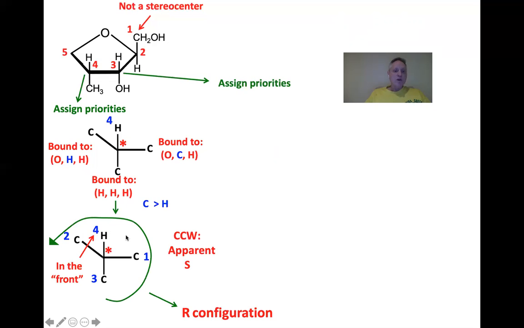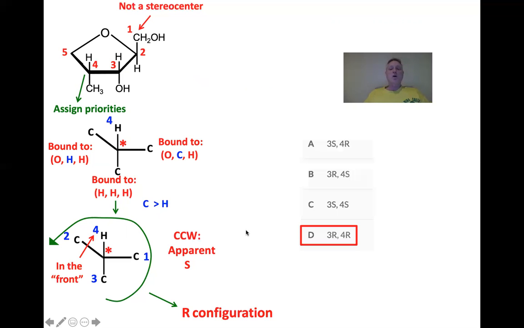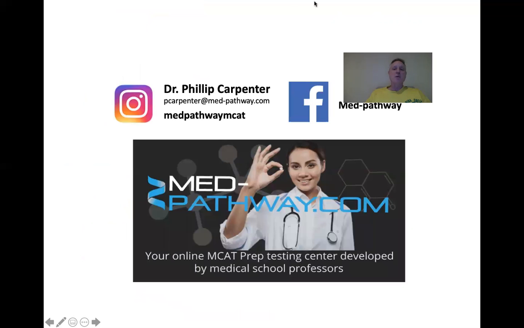and appreciate this configuration assignment. And then what we notice is that the number 4 is in the front like the other one. And so we reverse the apparent S to an R, and we get the 3R, 4R assignment. And so I hope that when you see those on the MCAT, you'll have no trouble doing them.